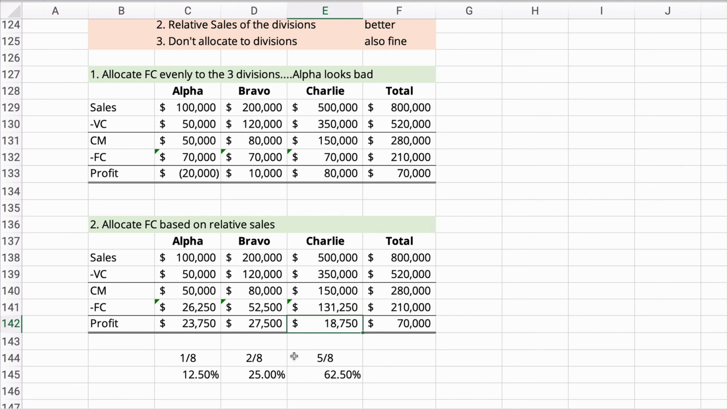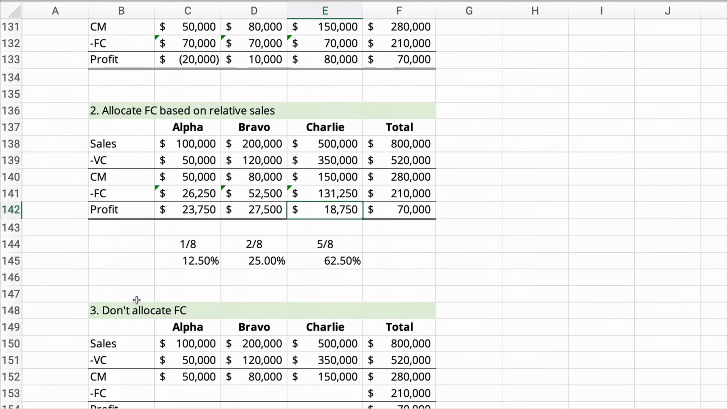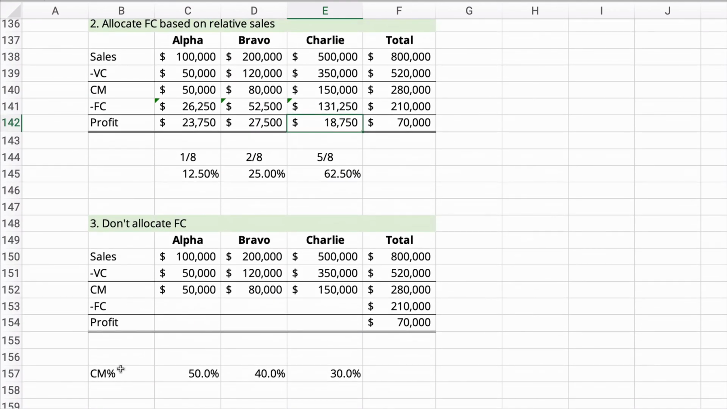Let's look at one more way, and we're finished with this type of problem. You could just say, look, why even allocate at all? Why do you have to allocate and get a per unit? Why can't you just stop at the contribution margin? And so you have 50,000, 80,000, 150,000, and you have 280,000 as your contribution margin, and you just say, hey, fixed cost is 210,000. It's for all of us. We're not going to allocate it to Alpha, Bravo, Charlie. It'll be 210,000, and our profit then will be 70,000.